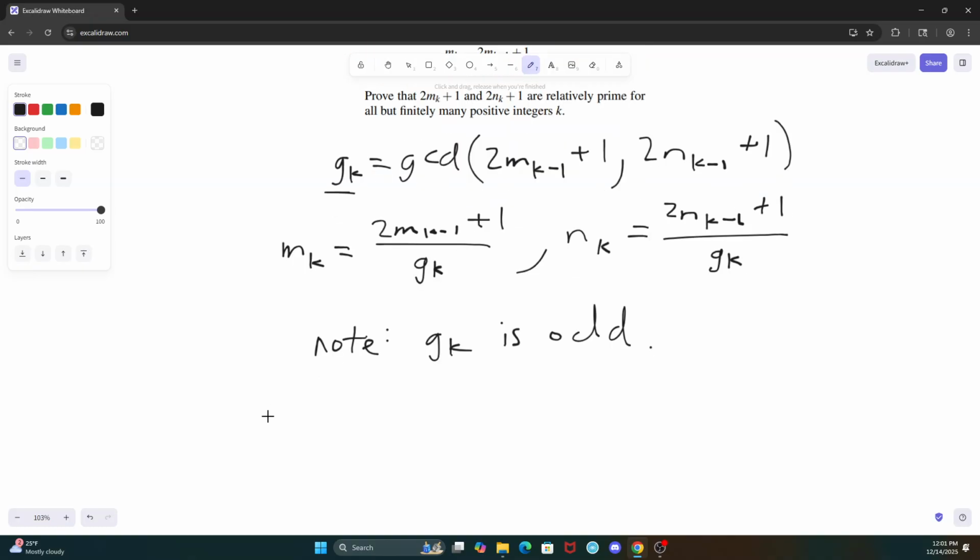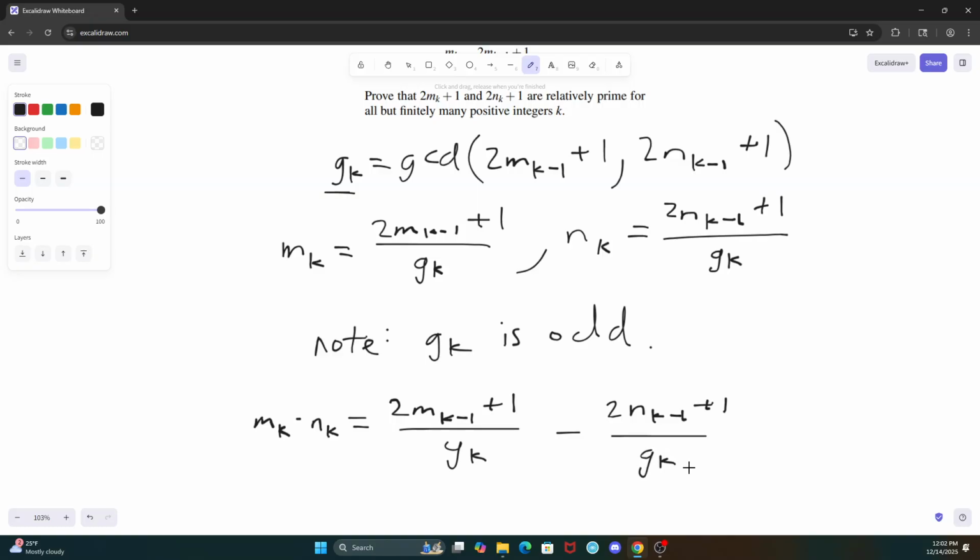So let's write that out. m sub k minus n sub k. Using what we wrote out before, it's equal to 2 times m sub k minus 1 plus 1 over g sub k minus 2 times n sub k minus 1 plus 1 over g sub k.